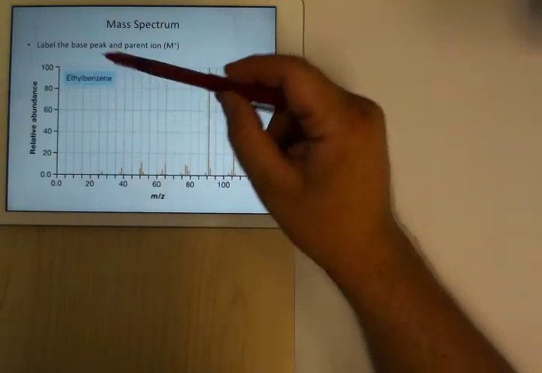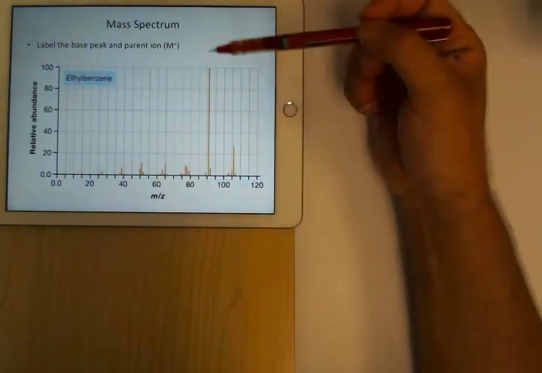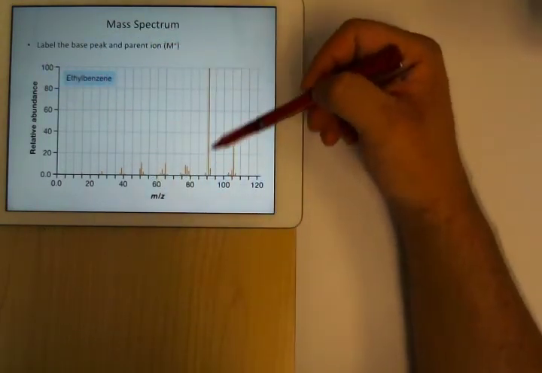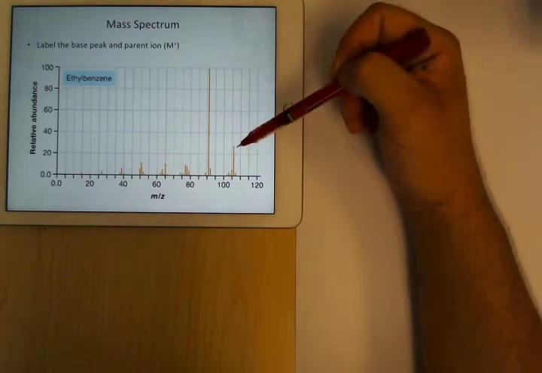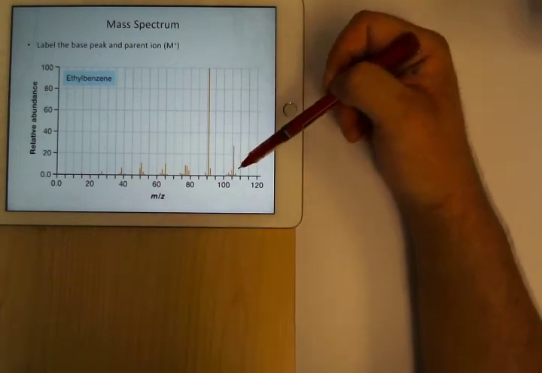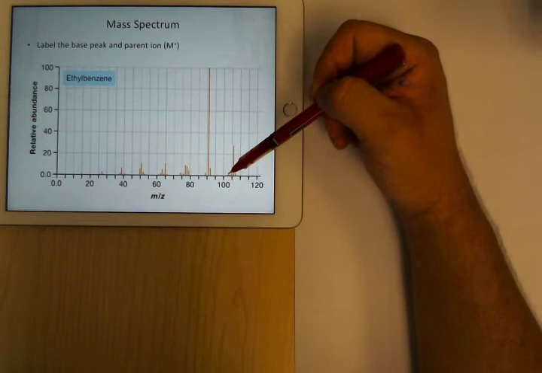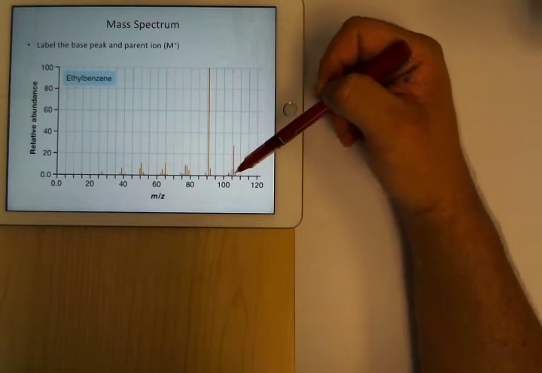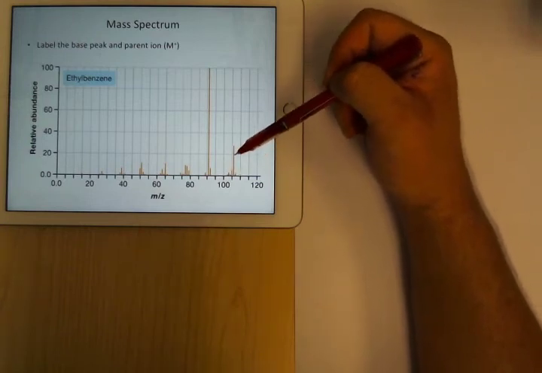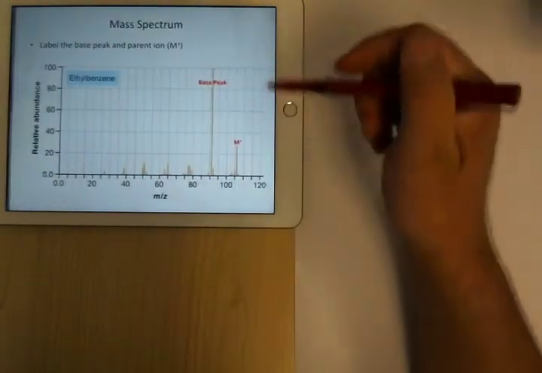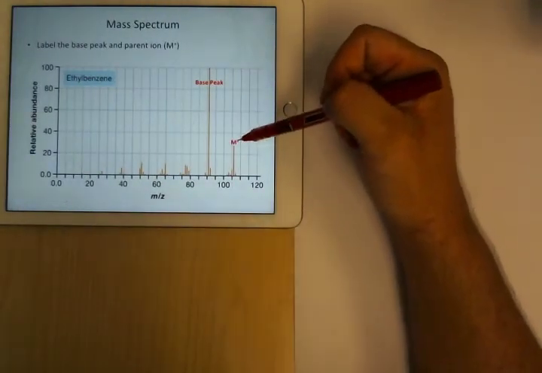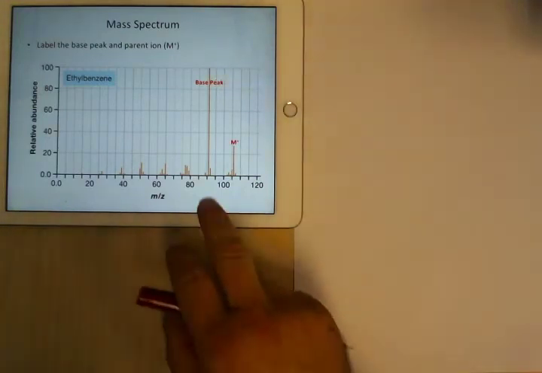And so here, you say, okay, what's the base peak and what's the parent ion? Your base peak is going to be here. It's whatever the tallest one is, and the parent ion is going to be your heaviest peak. We'll talk about these little tiny things, the grass, in a second, but this is your parent ion. This is the important one. So this is your M plus, your parent ion. This is your base peak.